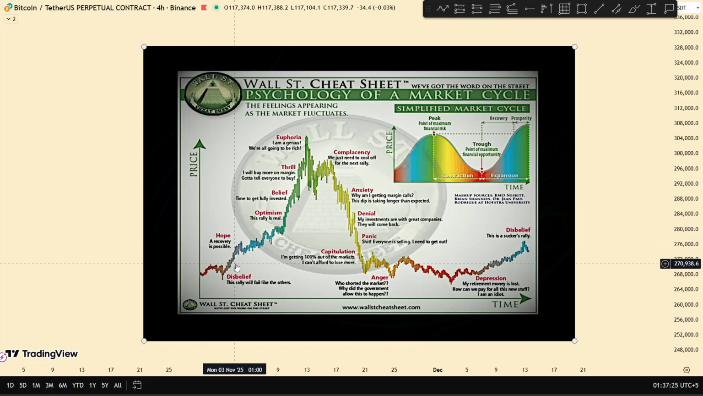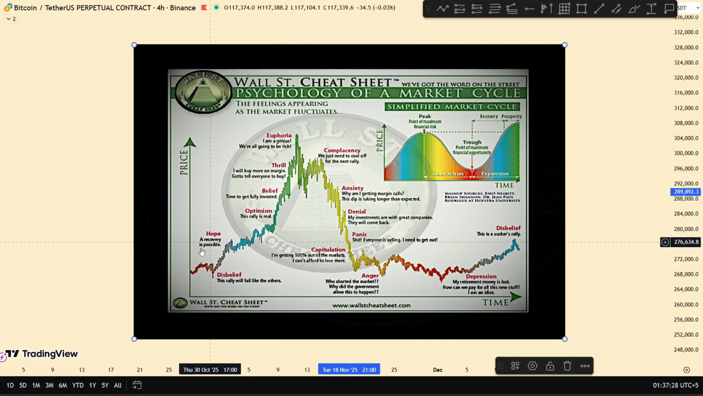So here is how the markets behave. Let's say this is some sort of a low, a starting point, an origin. We start from here, and these are the phases of how people feel during every phase. Once we start, there is disbelief: hey, we are actually starting to pump again. After some time, once we start making higher highs and higher lows, there is hope. Hey, a recovery is possible.